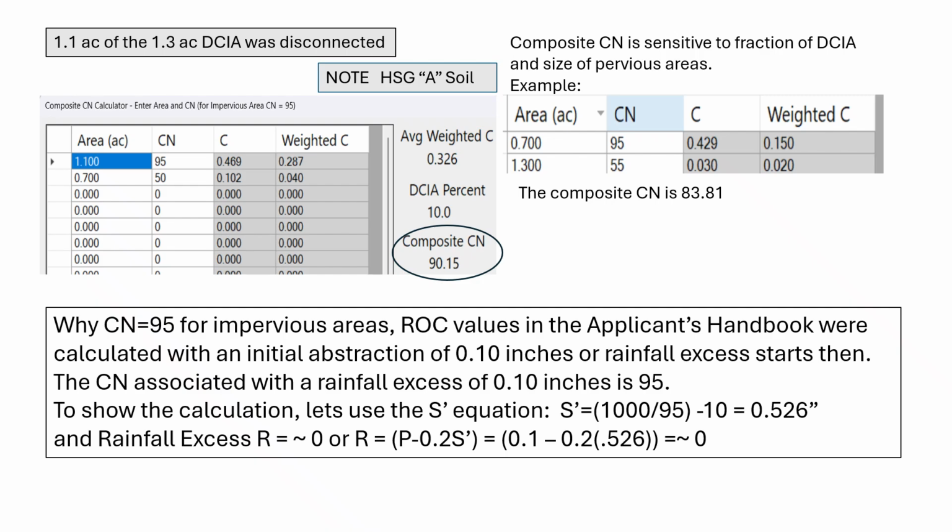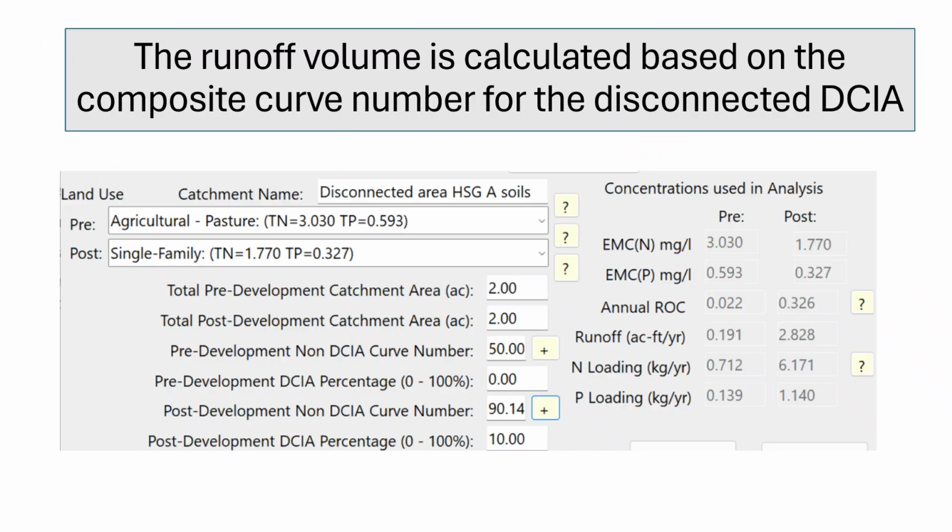When this disconnected impervious area discharges to a pervious area, the runoff water effectively decreases the storage capacity of that pervious area for subsequent rainfall, which in turn leads to an increase in the effective curve number for that portion of the site. Notice also that this example is based on an HSG-A soil. To calculate the runoff volume, we utilize the composite curve number. This number factors in not only the pervious area, but also the runoff contributed by any disconnected impervious areas.